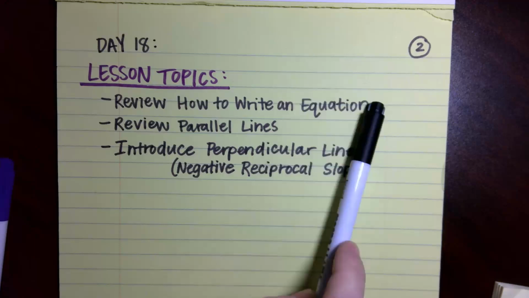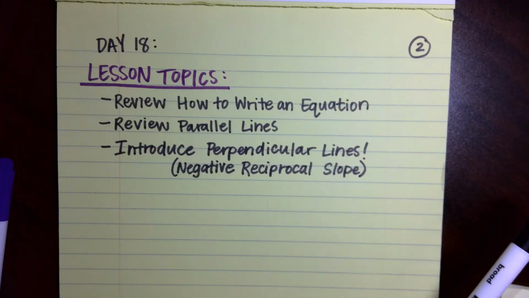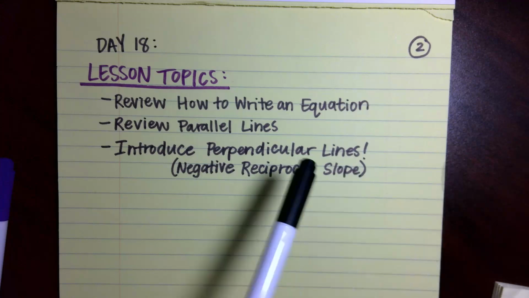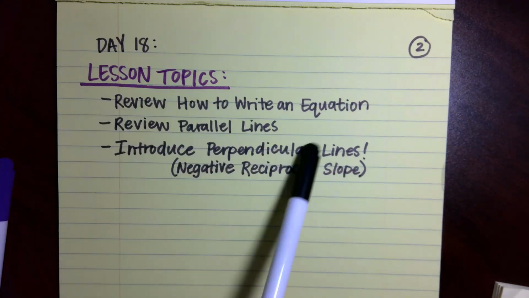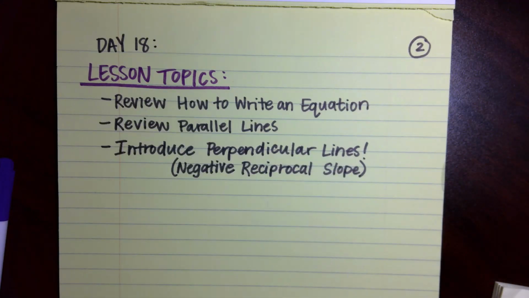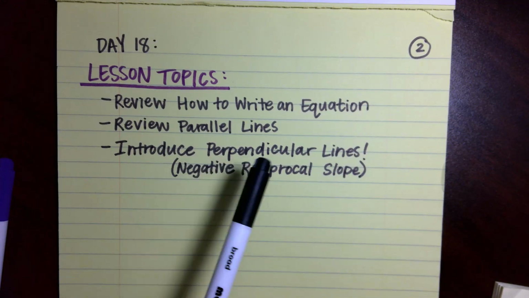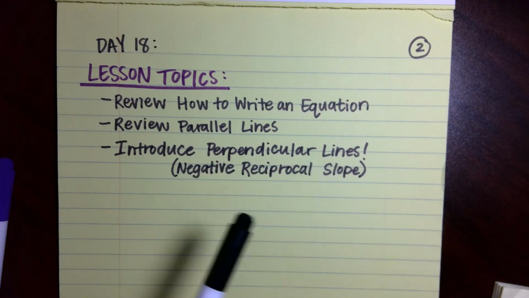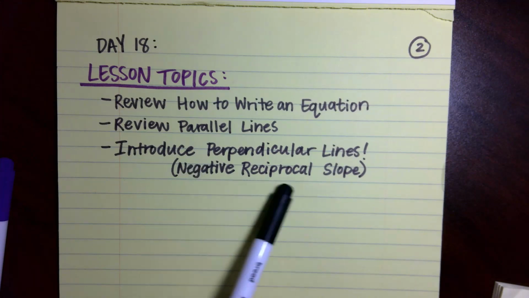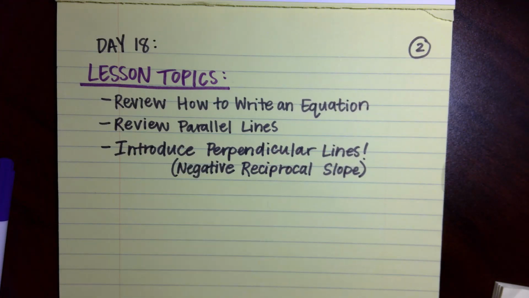We are going to go back to the basics. Make sure everybody feels great about writing an equation in general. We're just going to practice that for a minute. Then we're going to review parallel lines. Make sure everybody feels good about that. And we are going to learn a new thing today. We're going to talk about perpendicular lines. And we're going to learn a fancy word. We're going to find out what negative reciprocal means. So, this is our plan today.